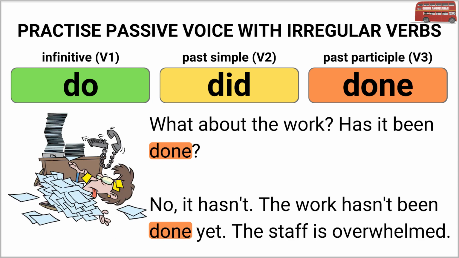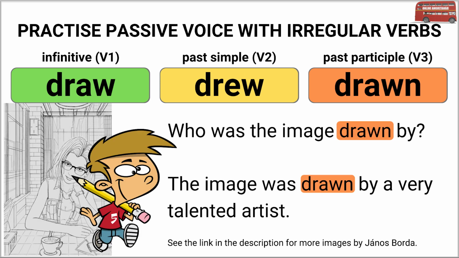Do, did, done. What about the work? Has it been done? No, it hasn't. The work hasn't been done yet. The staff is overwhelmed. Draw, drew, drawn. Who was the image drawn by? The image was drawn by a very talented artist.